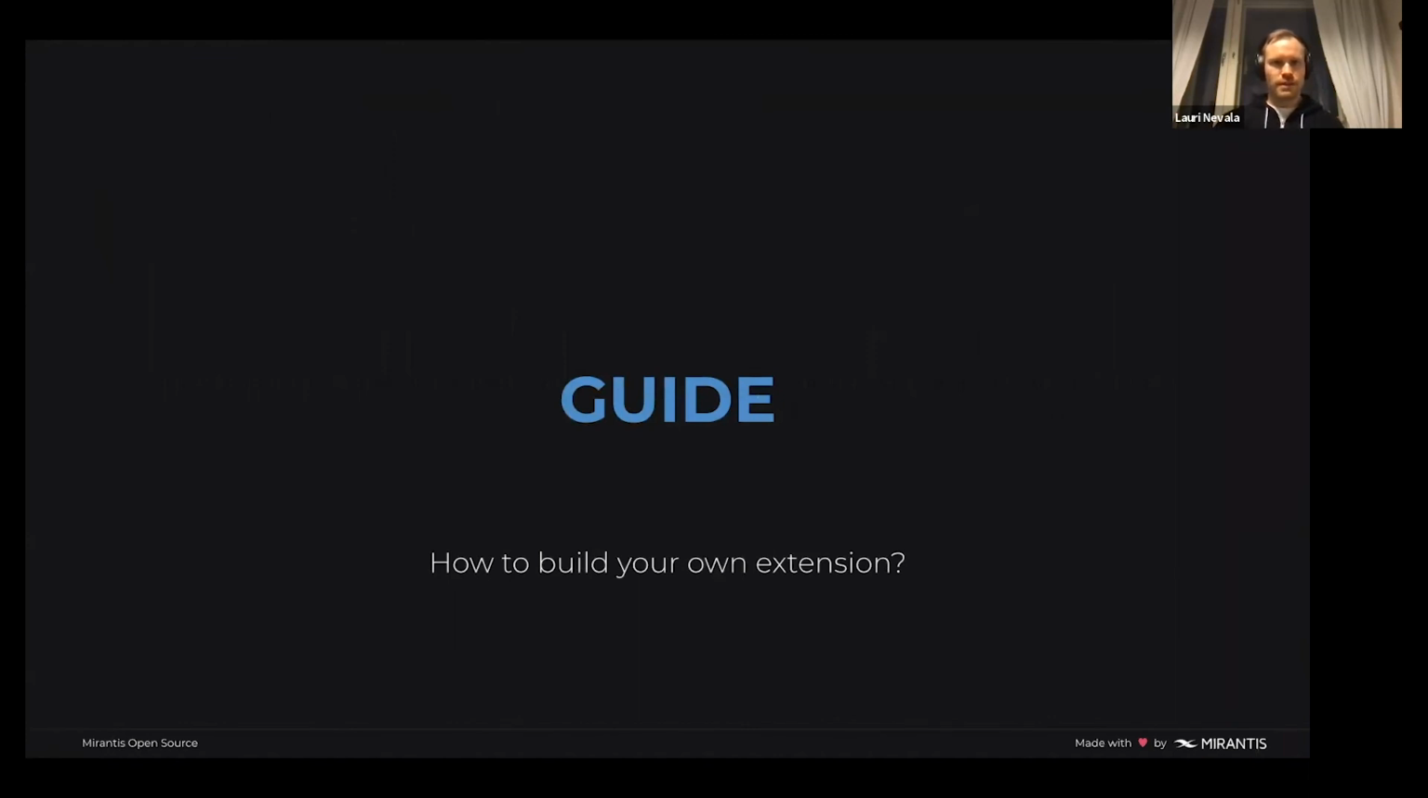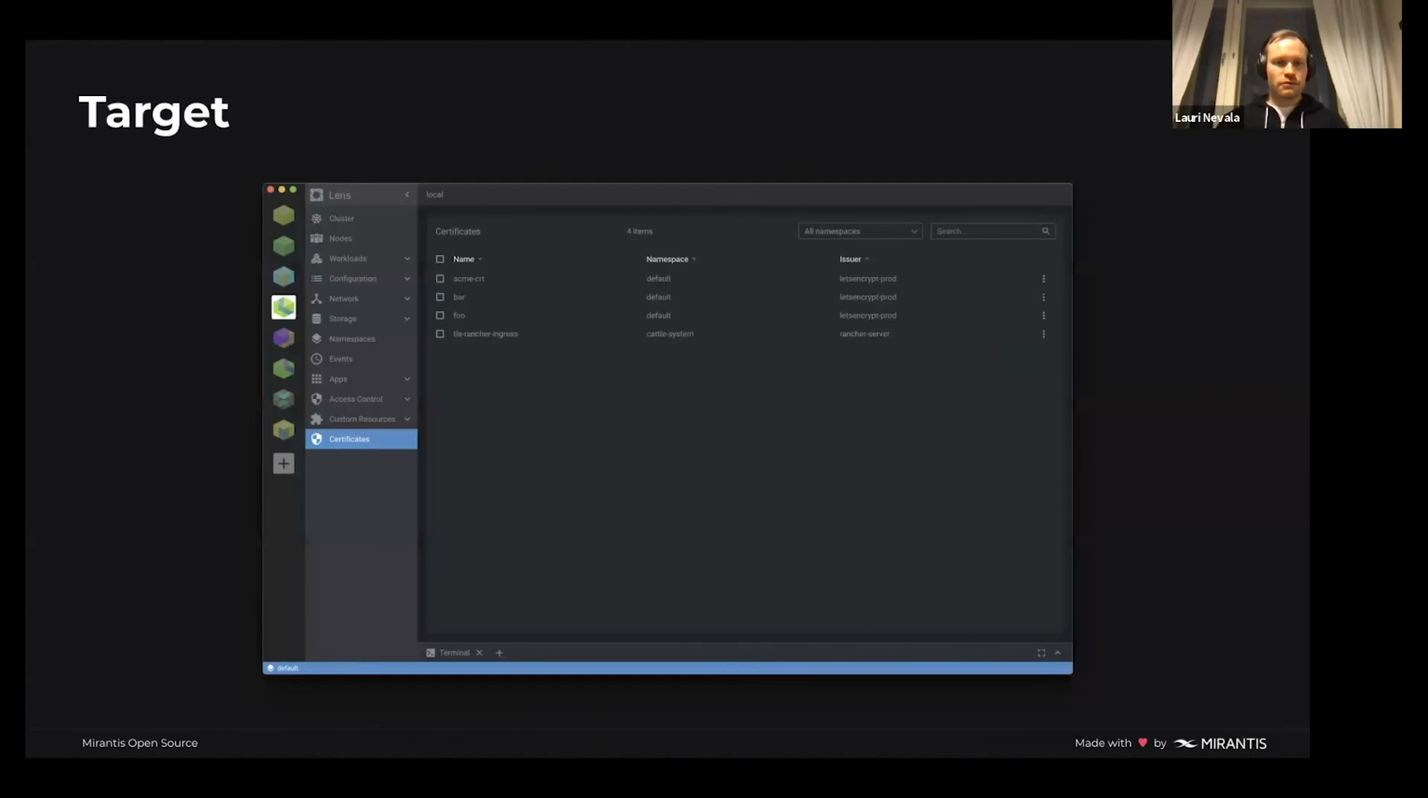So let me show then how to build the extension, or implement it. Our target is to have some list of CRD resources. In this case, certificate CRD objects.